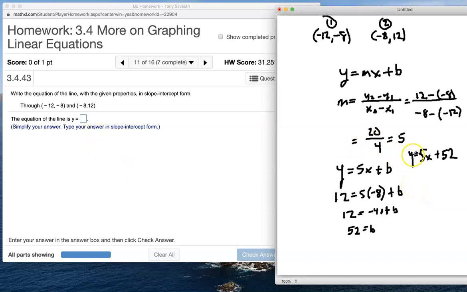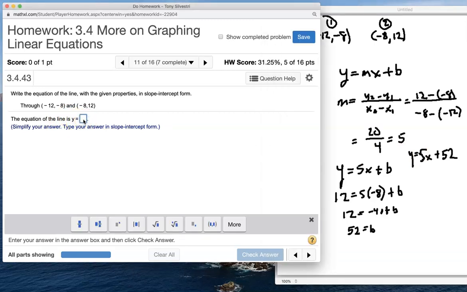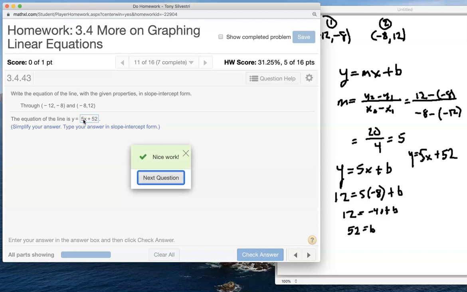Now, don't enter the y equals. They already gave us a y equals, so don't do it again. It'll be marked wrong. Just put in the 5x plus 52. Hit enter. Nice work. Yeah, good. Fireworks go off. I should have a little fireworks button.